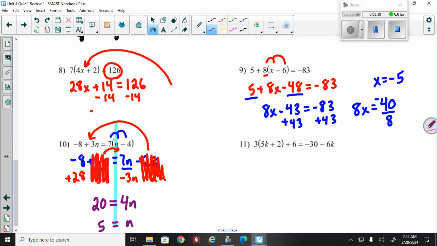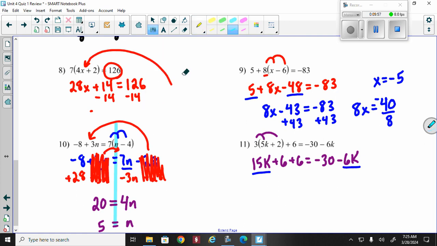All right. Let's look at 11. Again, we're going to distribute. We're at 15k plus 6 plus 6 is equal to negative 30 minus 6k. Now, again, we have a k on the left-hand side, k on the right-hand side. Let me, again, draw my line just to show the difference between the two sides. It might be a little elementary, but it's visual.